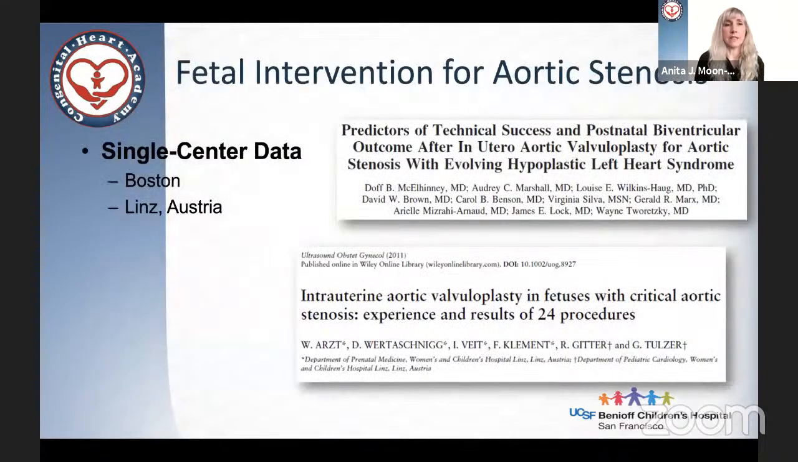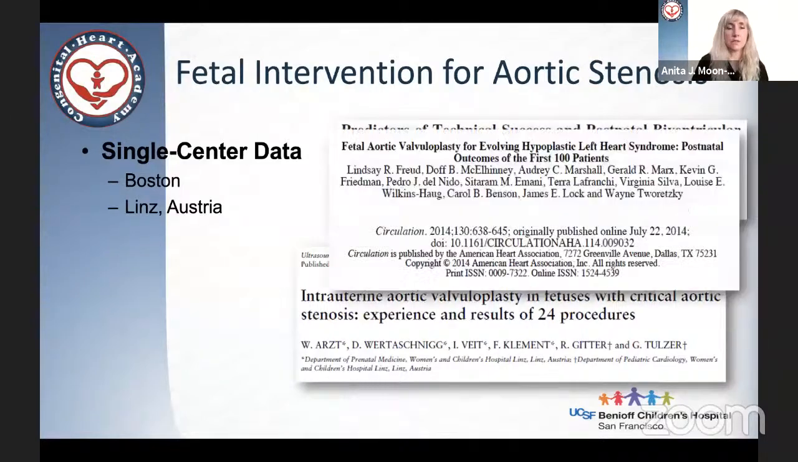So what do we know about the data? The centers in Boston and Linz have been at this now for almost 20 years, and I don't have time to go through all of their data. They've published it at certain intervals. I do want to focus on one of the more recent papers from Boston, the first 100 patients.